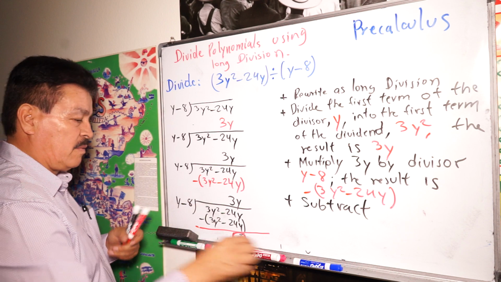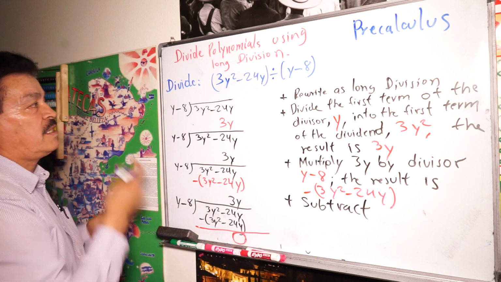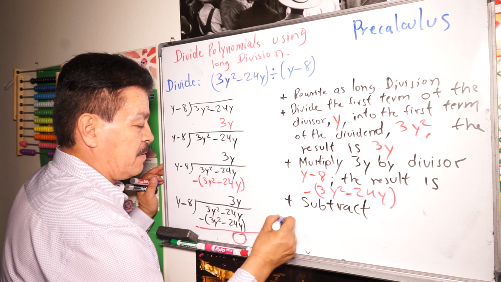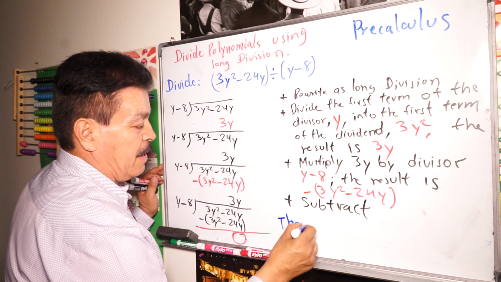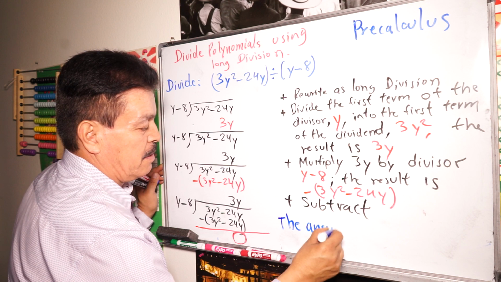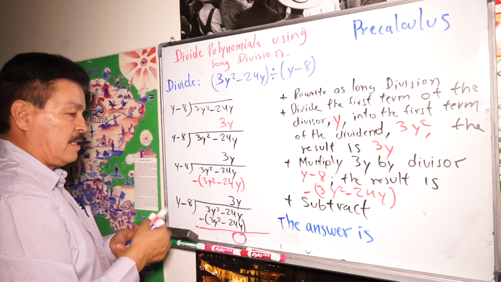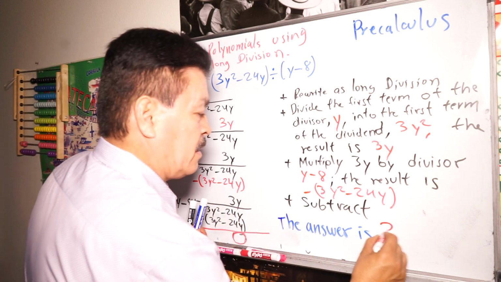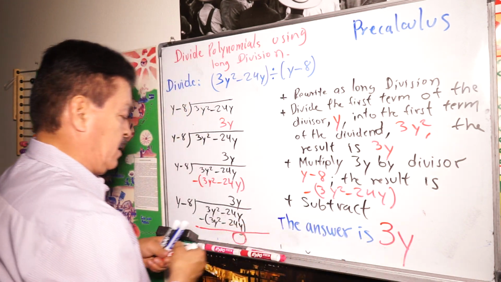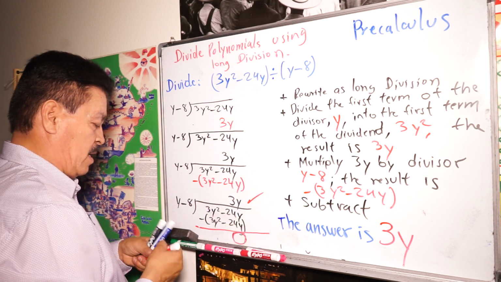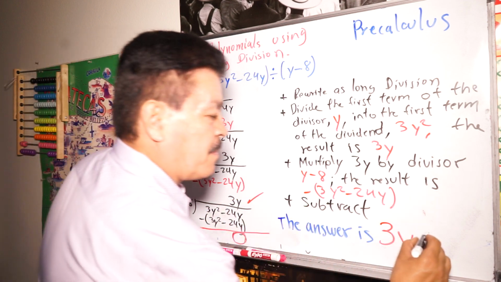Then where is the answer to this long division? The answer is 3y. It is the answer, right here. 3y.